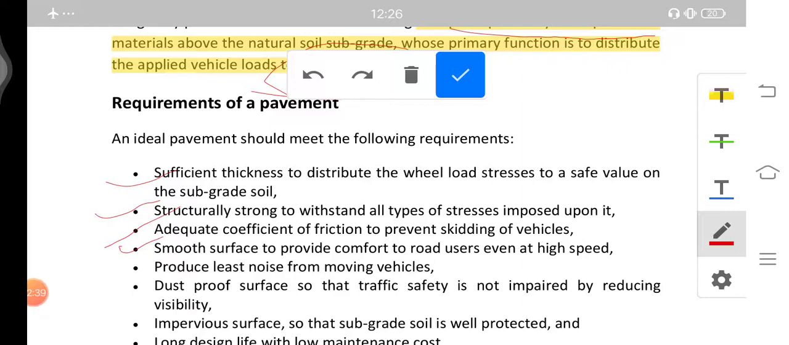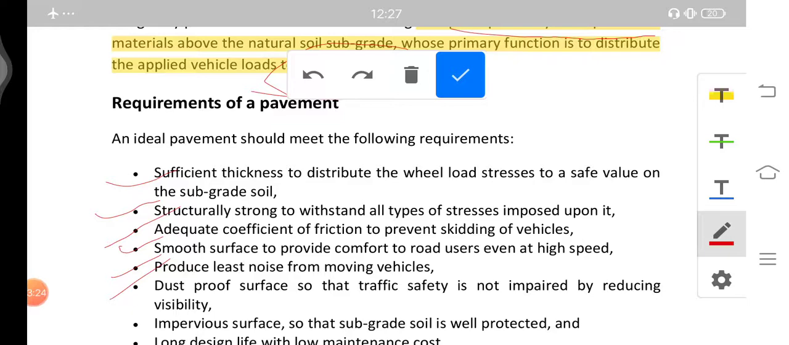The surface of roads is constructed smooth so that a road user isn't facing any type of discrepancy or any type of discomfort while traveling. So a smooth surface is ensured to provide comfort to the road users. Next is, it should produce least noise from moving vehicles. Whenever a vehicle is moving, the tire should screech less and produce lesser sounds, or even some jerking may produce sounds. So the journey must be noiseless, in other words, and thus the pavement should be designed in that manner.